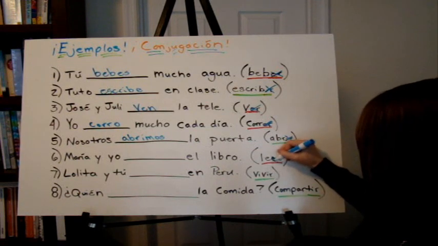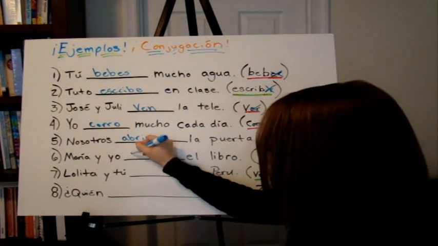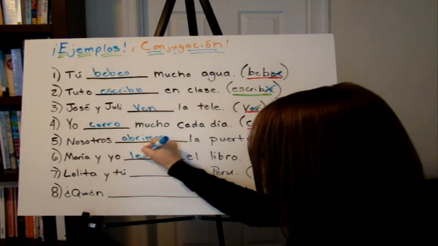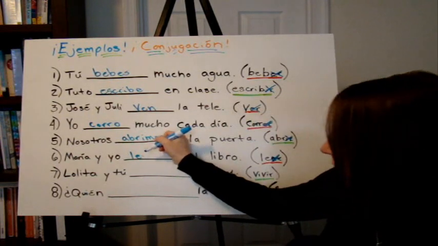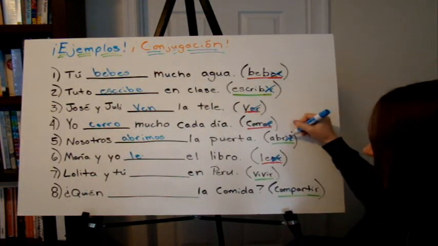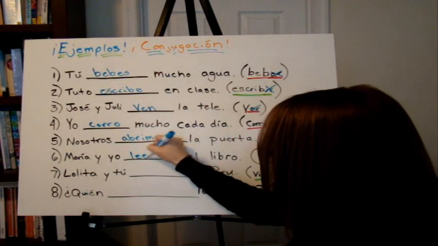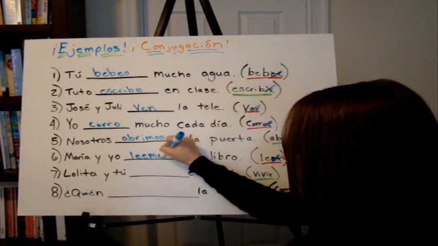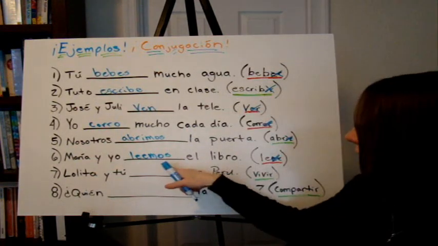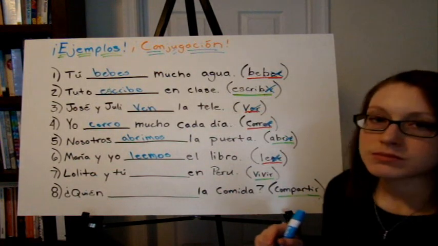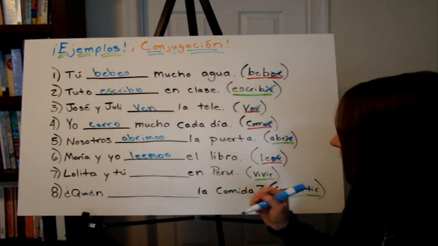María y yo leer. Take off that ER. And this is the we form again. So instead of it being an I like this one, now we're going to have it an E because leer is an ER verb. María y yo leemos el libro. Maria and I read the book.